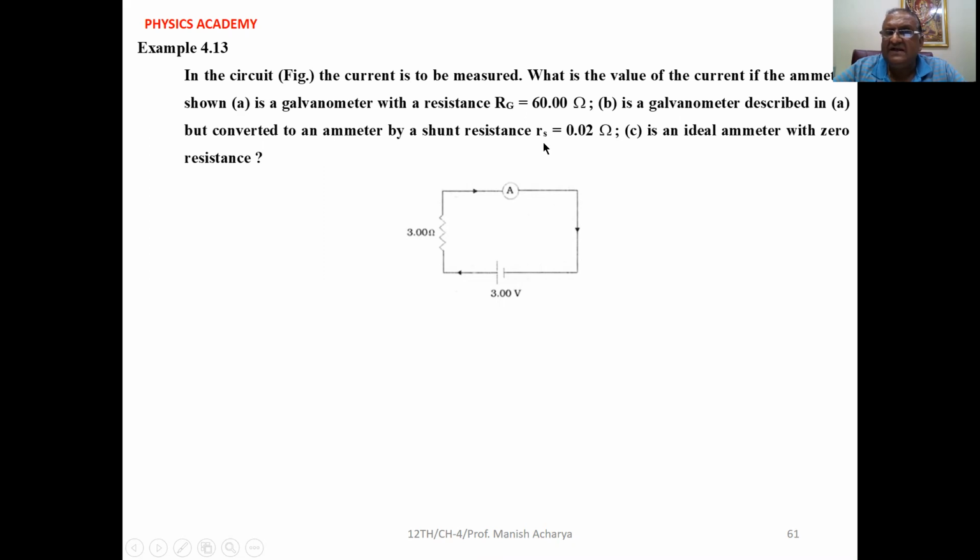So this Rg and Rs are parallel. So we have to calculate the resultant resistance, and then according to it, calculate the current. Then ideal ammeter means its resistance is 0. So at that time, we have to calculate the current in the circuit.